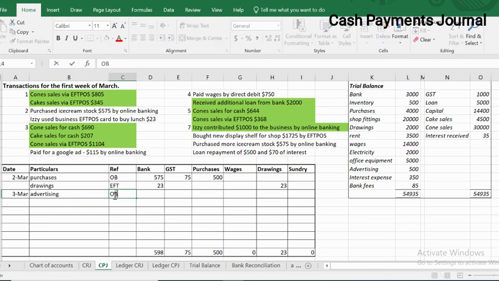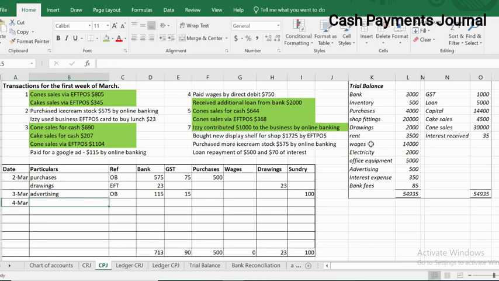Online banking is how we paid, and it's $115. Now this one doesn't have its own column, so we're going to put it under sundry. We're going to take out the GST, gives us 100, so therefore the GST must be 15. Okay, up to the 4th, we've got paid wages.